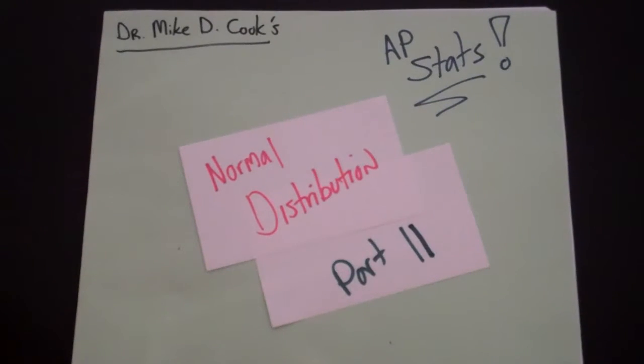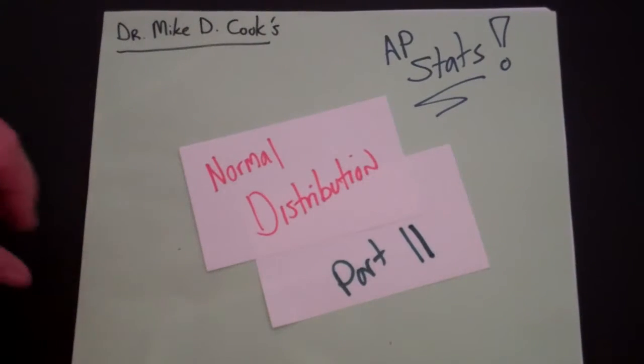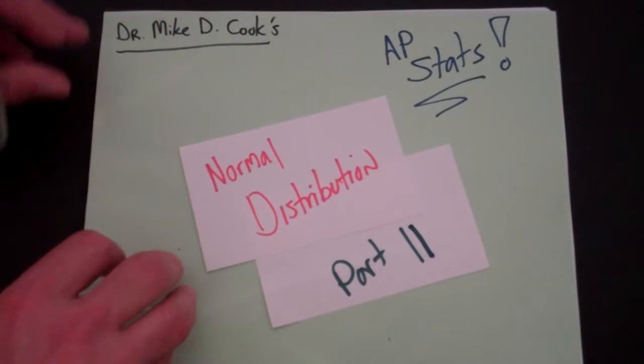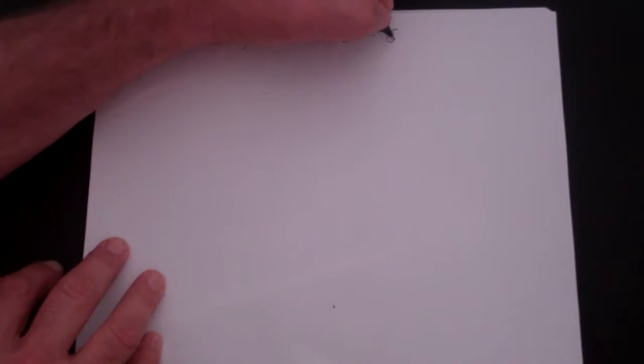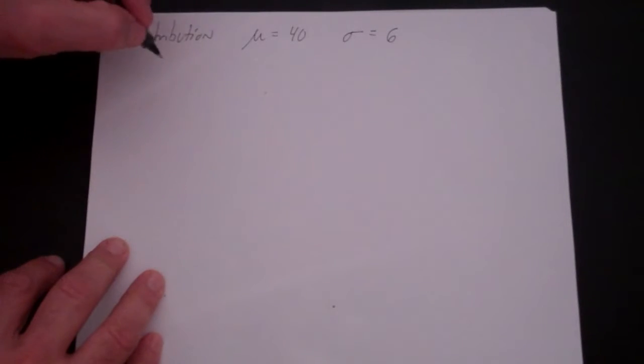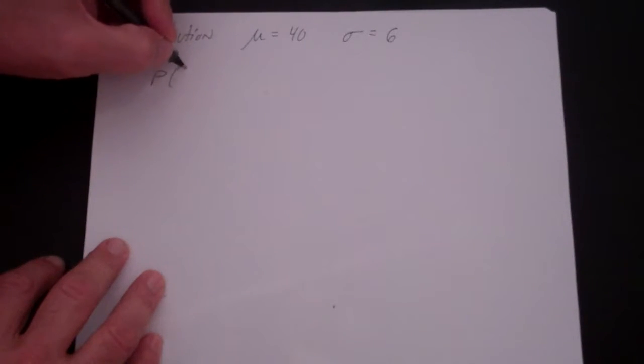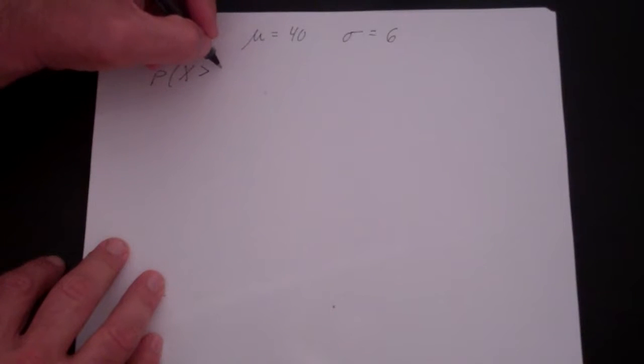This is the second video in a series of videos on the normal distribution, and we're going to look at a specific type of problem. Let's say that we have a distribution with a mean of 40 and a standard deviation of 6. And we want to find the probability that x is greater than 37.